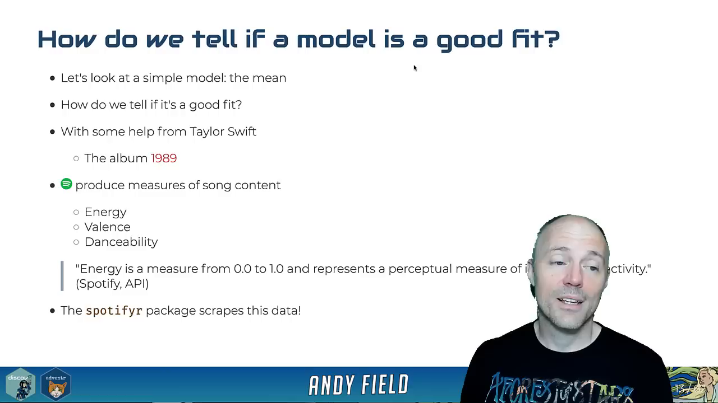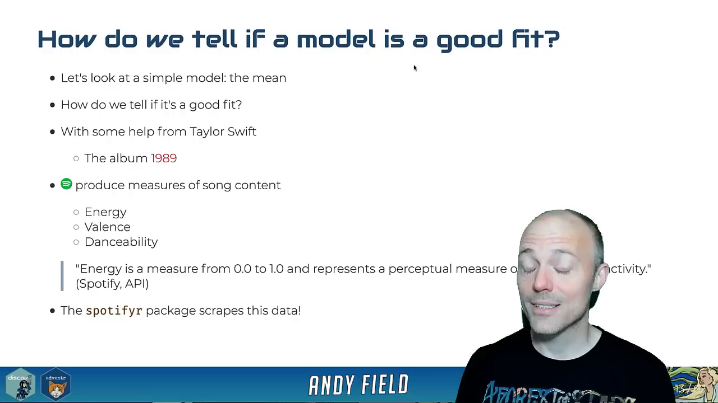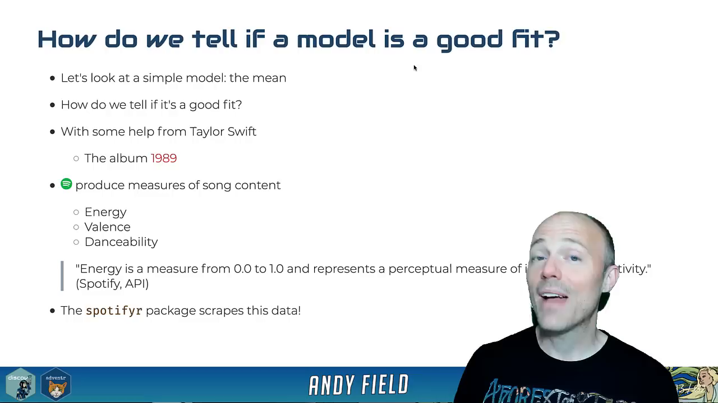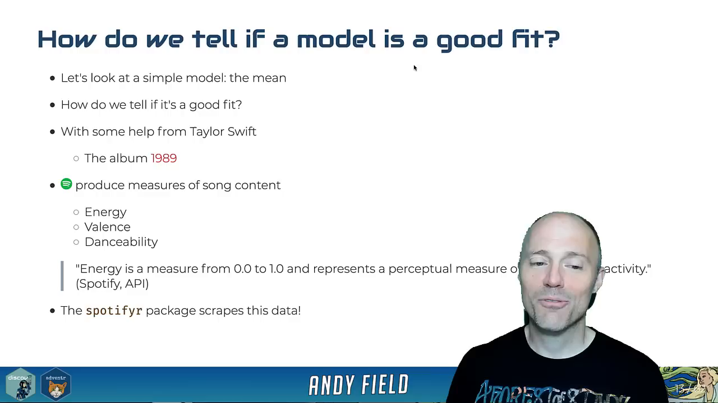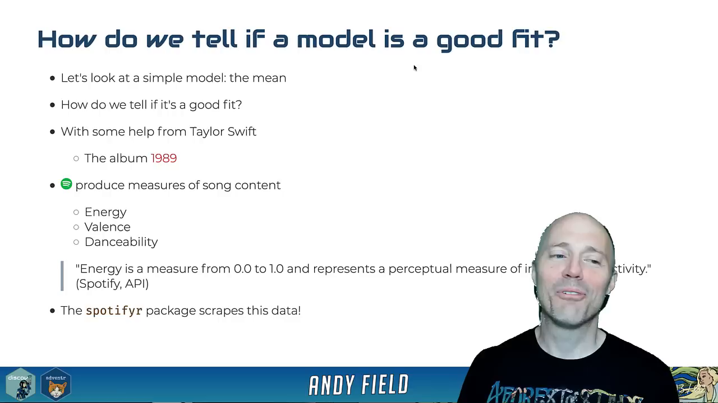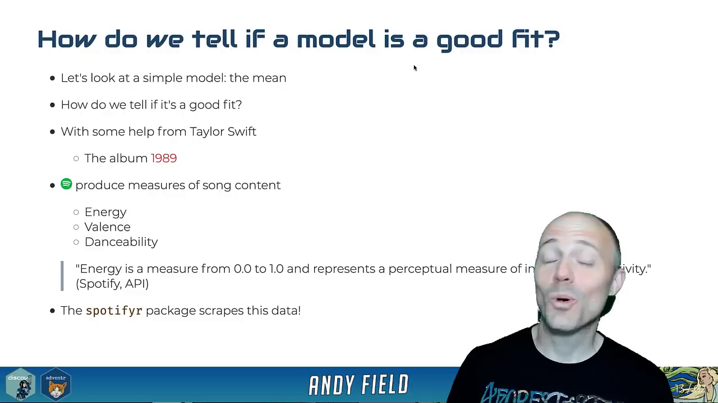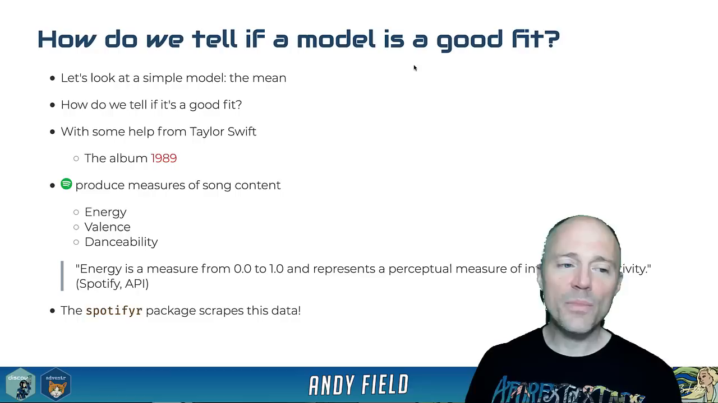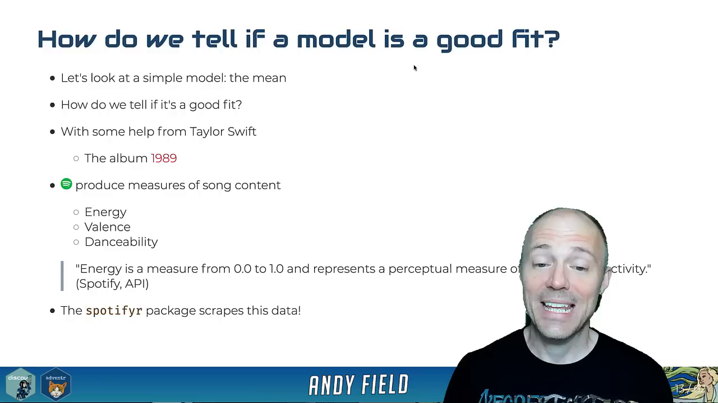Anyway, it turns out if you go to the streaming service Spotify, they produce various measures of song content. They have lots of data about how often songs are played and things like that, but they also have some measures. To give some examples, for every song on Spotify they've got an energy measure, which is a measure from 0 to 1 that represents the intensity and activity of a song. They've got measures of valence, so how positive or negative the song is, and also danceability, so based on their algorithm, how danceable the track is. We're going to just focus on the energy variable, so how energetic each track is.